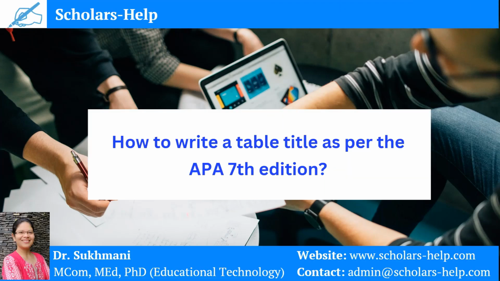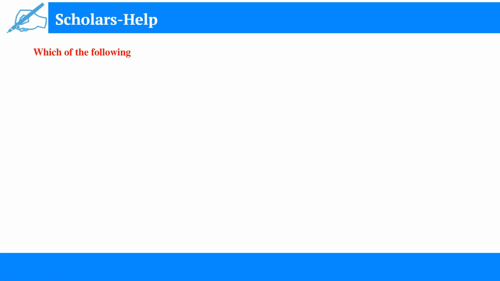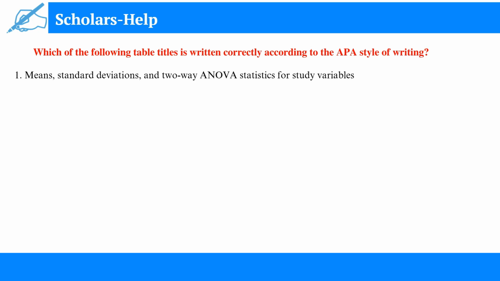How to write a table title as per the APA 7th edition. Which of the following table titles is written correctly according to the APA style of writing? For example, in the first case, a table title, that is, means standard deviations and two-way ANOVA statistics for study variables, is written in the standard sentence case.